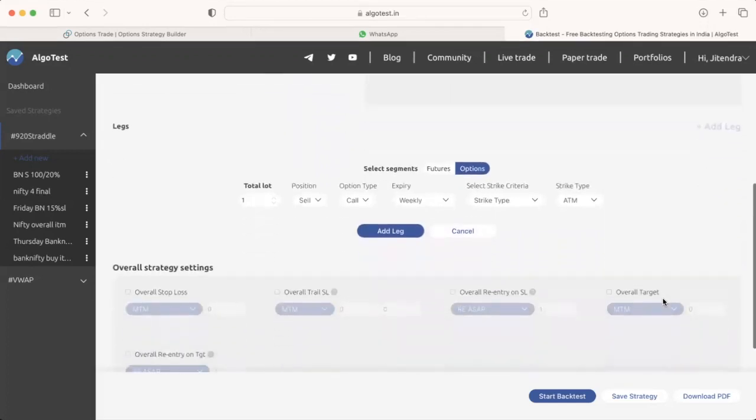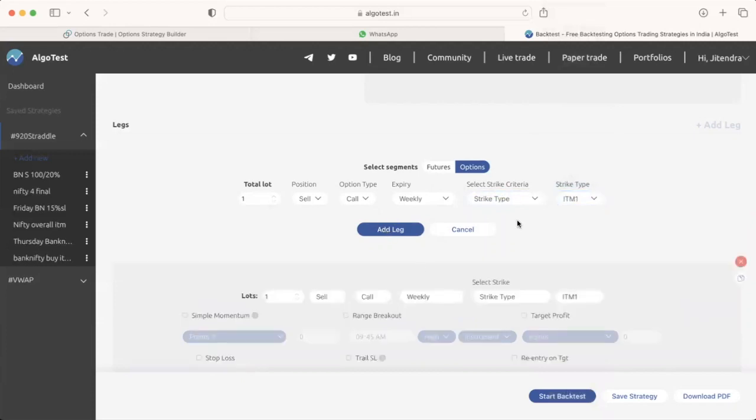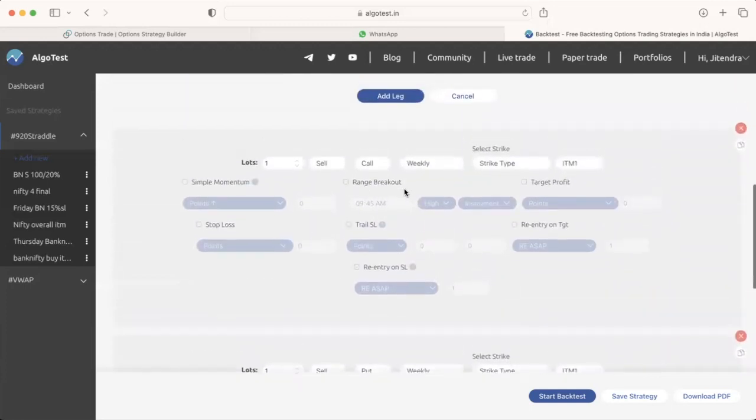So what are we going to do now? As we are selling options, so we will sell one lot of call option, and it will be weekly expiry, that is the current expiry, and then we can select what strike price we want. So I'm choosing in the money. I'm adding a leg, that is I'm selling a call, and now I'm selling a put, that is also in the money. Now you can add range breakout if you like. I'm not doing range breakout. We will go with the in the money call, sell and buy, sell.